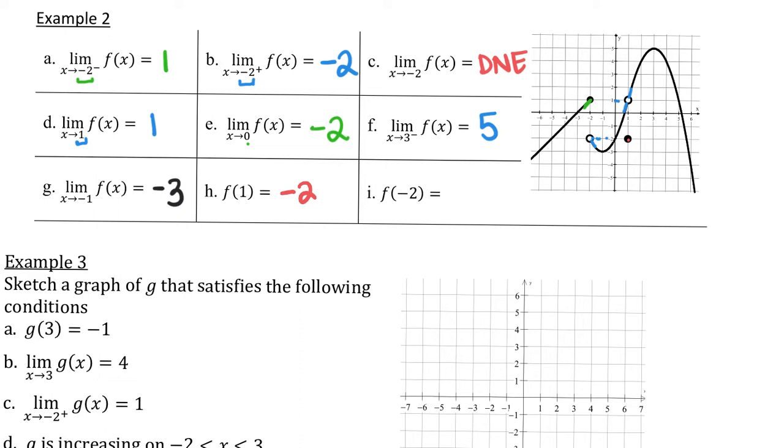Okay, at f of -2, at x equals -2, what is the actual y value? So where is there actually a point? This is the point that matters because it's a closed circle. So -2 comma 1 does exist on the graph, and f of -2 is equal to 1. And I don't care about the rest of the graph when I'm evaluating f of -2.